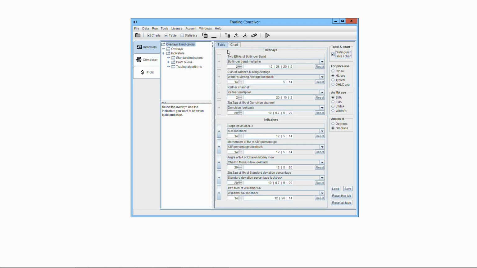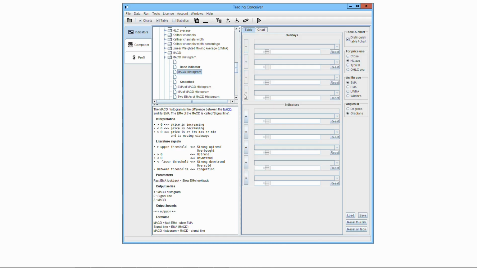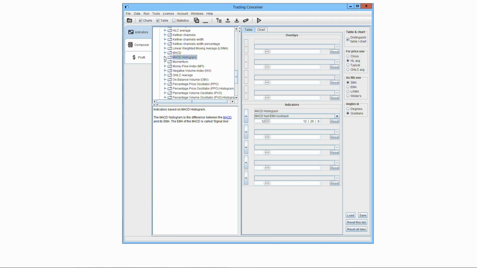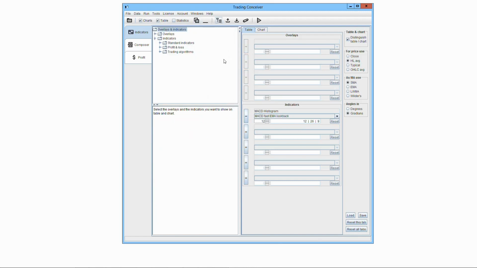Each tab is divided into 2 sections. Overlays, charted in the same graph as the price. Indicators. Each of them is charted in a graph separate from the price. When you press the selection button, the corresponding slot is filled in with the indicator selected in the tree. This way, the indicator is effectively selected.